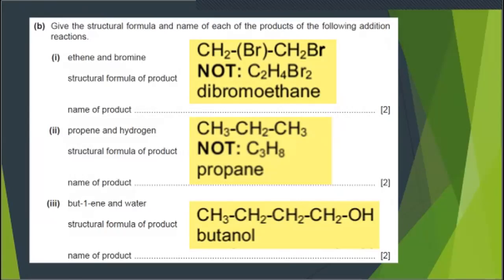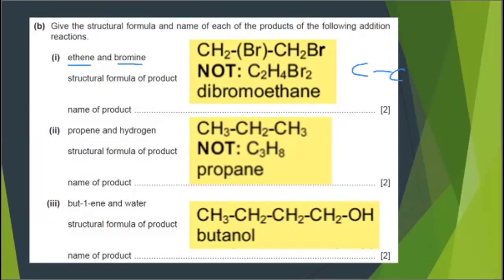All right, so next thing, this is the last part of the question before we move on from alkenes. Give the structural formula and name of each of the products of the following addition reactions. So we come back to addition reactions. Ethene and bromine, an alkene plus a halogen, I will have a halogenoalkane being formed, right? So the bromine would be added across the ethene. What will that give us?